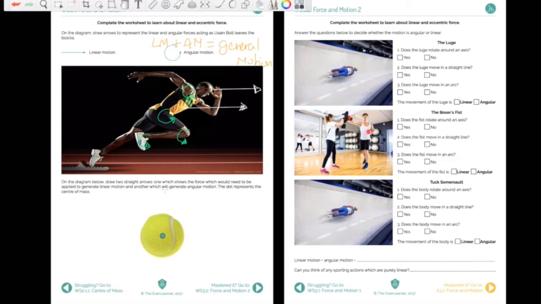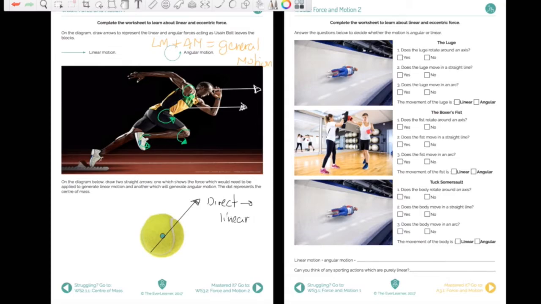On the diagram below, draw two straight arrows, one which shows the force which would need to be applied to generate linear motion and another to generate angular motion. Okay, and the dot represents the centre of mass. So let's do our direct force first. Let's do that in black. There's our direct force. Okay, let's label that. It's just about through the centre of mass. That direct force is going to lead to linear motion, straight line or curve.